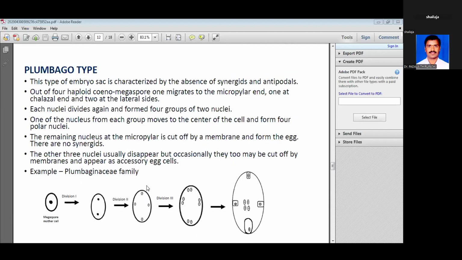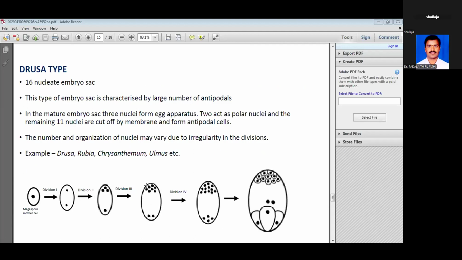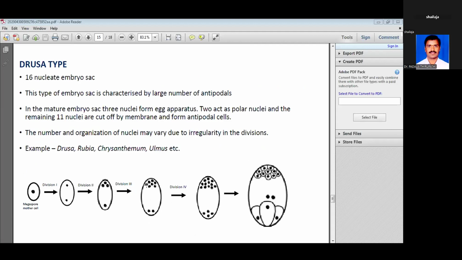Next, drusa is also a 16 nucleate embryo sac. See here. So remember easily: PPD, peperomia, penaea, drusa. Okay. So in the penaea, there are triads, and polar nuclei, one from each group, come to the center. So in the drusa, see here, in this type of embryo sac, the 4 megaspore nuclei show a 1 plus 3 arrangement. See here, this is the 1 plus 3 arrangement.